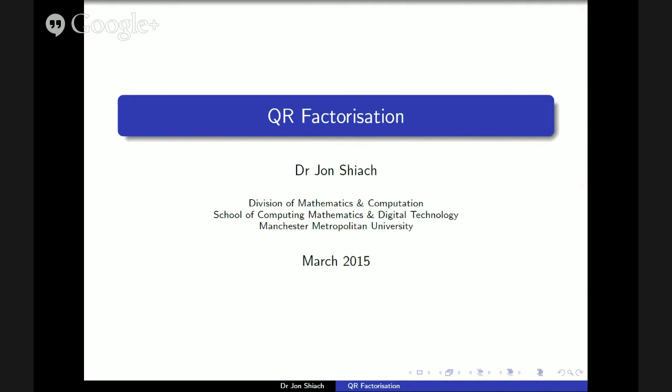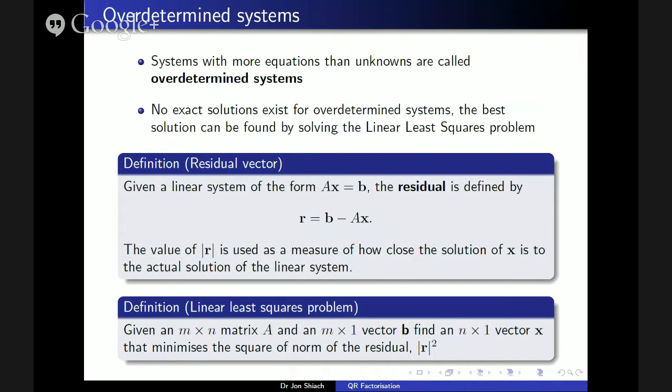Okay, so up until now, we've been dealing with systems which have the same number of equations as unknowns. So if a solution exists, it's going to be a unique solution. Overdetermined systems are ones where you've got more equations than you have unknowns. So that's what we can use QR for.